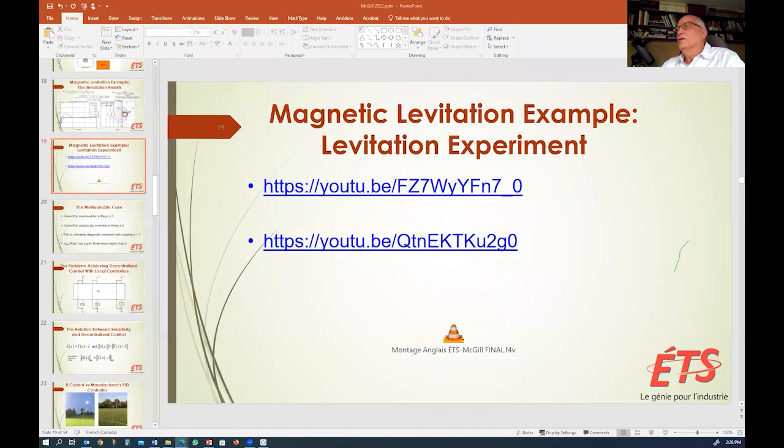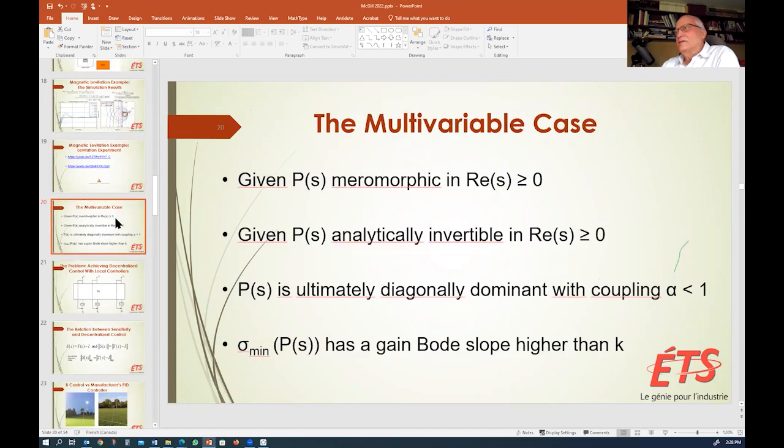Okay. So we continue. I'll get to the multivariable case. I'm taking a case where I have an unstable system, which is analytically invertible. And I'm going to assume only that it's ultimately diagonally dominant. And for that, I'm going to show I can get decentralized control.